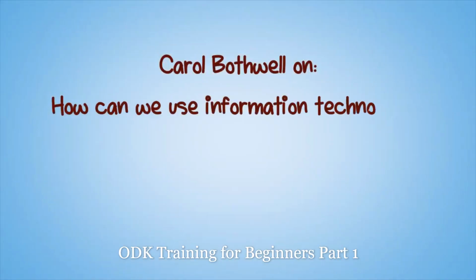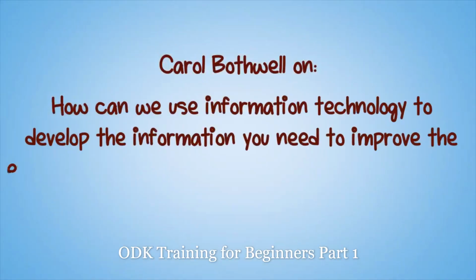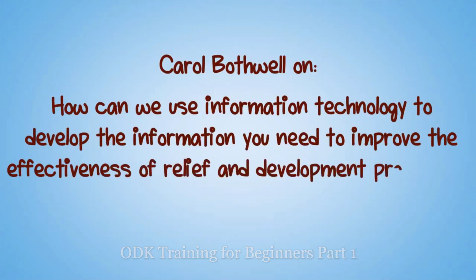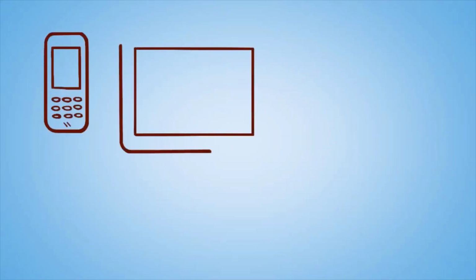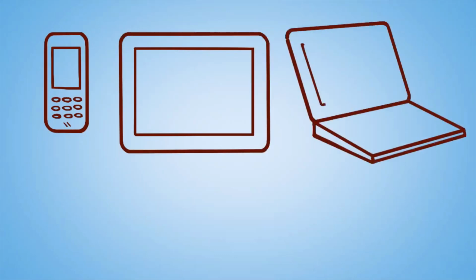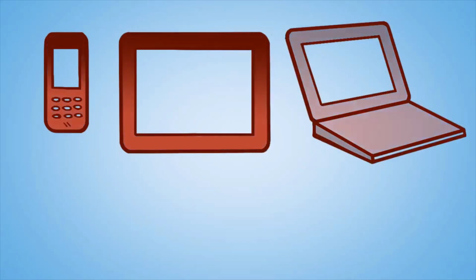How can we use information technology to develop the information you need to improve the effectiveness of relief and development programs? A robust monitoring and evaluation system starts with the use of mobile devices to automate the collection of data in the field, devices such as phones, tablets, and netbooks.